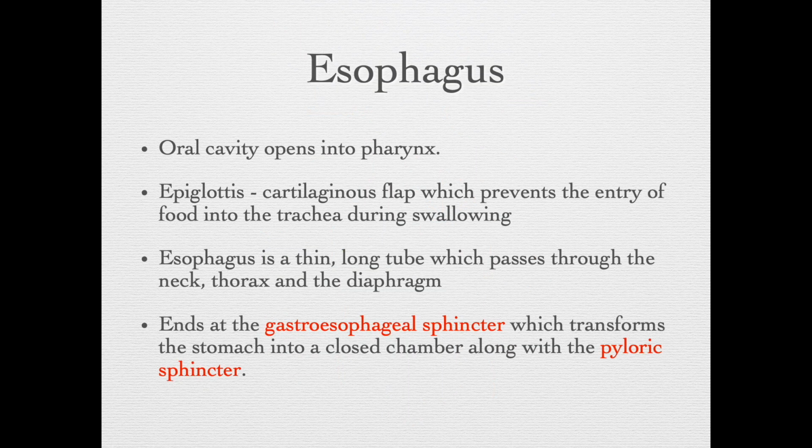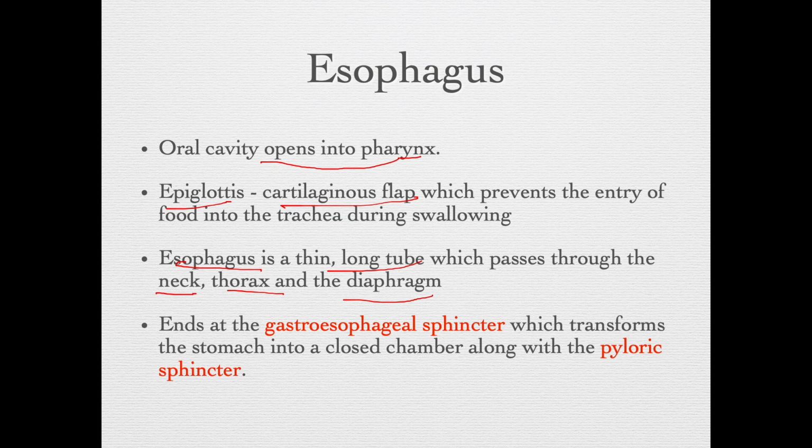So let's go through these points together. First, the oral cavity opens into the pharynx. The epiglottis is a cartilaginous flap which prevents the entry of food into the trachea during swallowing. The esophagus is a thin, long tube which passes through the neck, thorax, and pierces the diaphragm to enter into the stomach. The esophagus ends at the gastroesophageal sphincter.